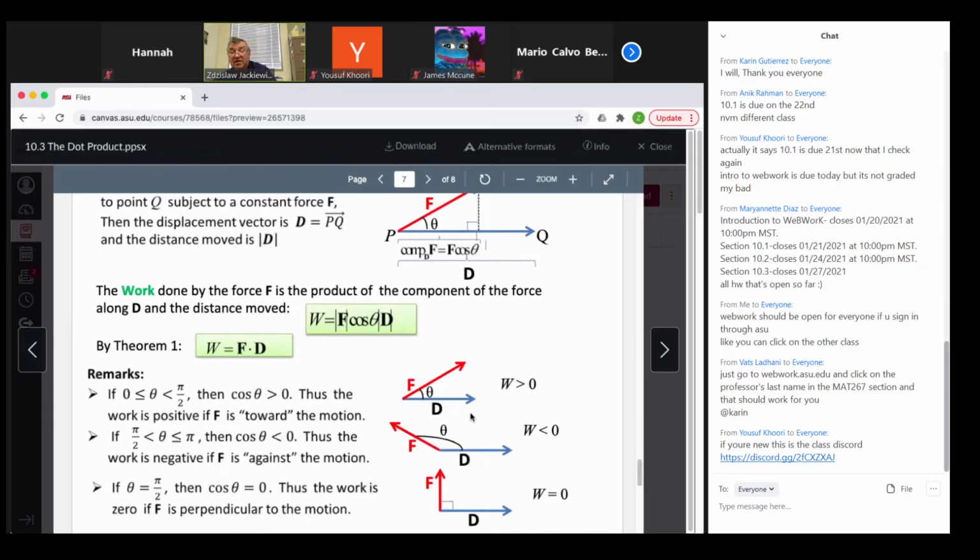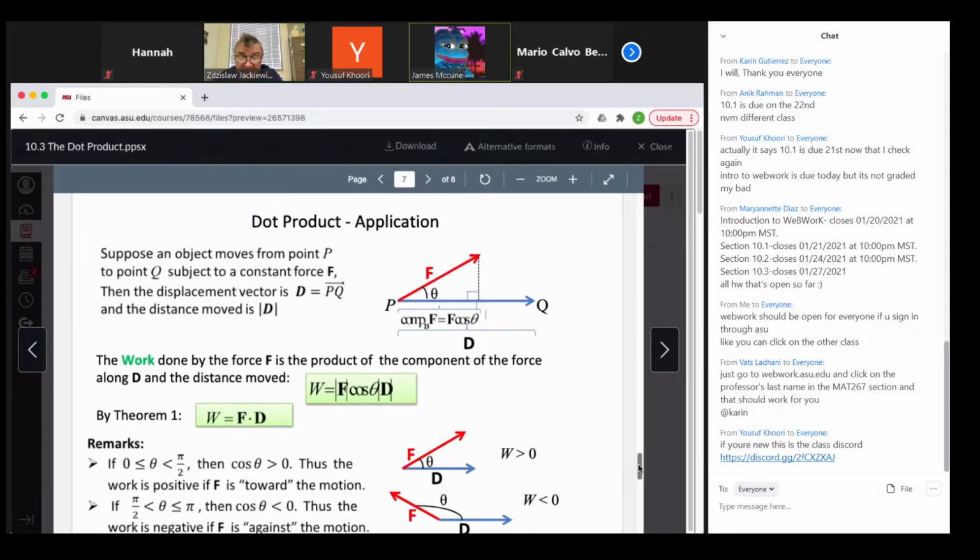So remarks. If this theta is between 0 and pi over 2, well, we are going the same direction as the displacement, the work is positive. If the force is like this, so theta is between pi over 2 and pi, then the scalar component is negative and the work is negative. And of course here, when the force is perpendicular to displacement, there's no work, there's no motion, yeah? The point stays in the same place, there's no motion, the work is zero.